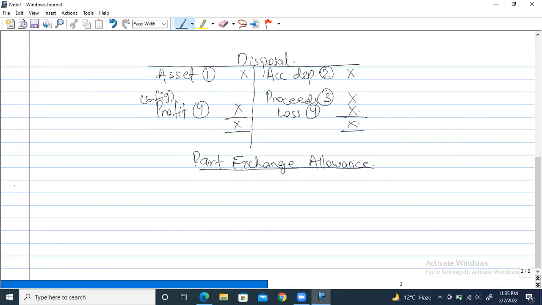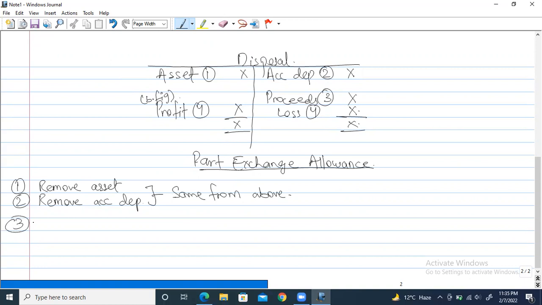Always remember the first and the second steps are the same as above. Let me write them as well. Again, remove asset, and the second one was remove accumulated depreciation. So the first two steps are the same from above. The only change is in steps 3, 4, and 5. Let's look at this. Step 3 basically has one extra thing.